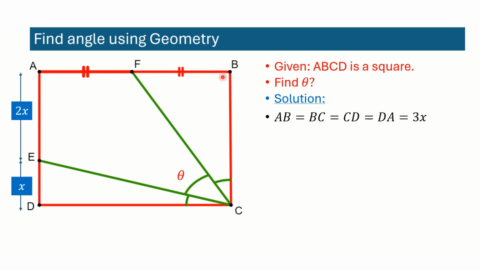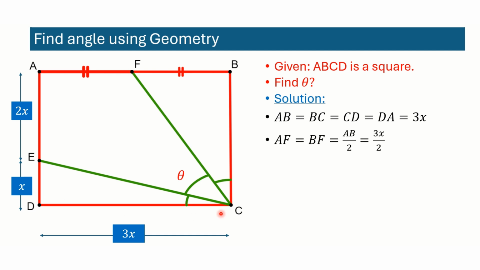Now ABCD is a square. This means length AB is equal to BC is equal to CD is equal to DA. But DA is 3x. So DC, BC and AB are equal to 3x. So this length is also 3x. Now F is the midpoint. This means this length is 3x by 2 and this length is also 3x by 2. So AF is equal to BF and both are equal to 3x by 2.